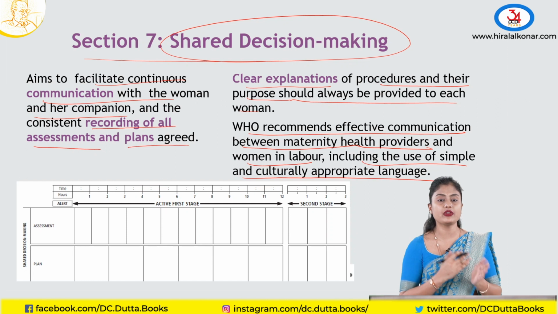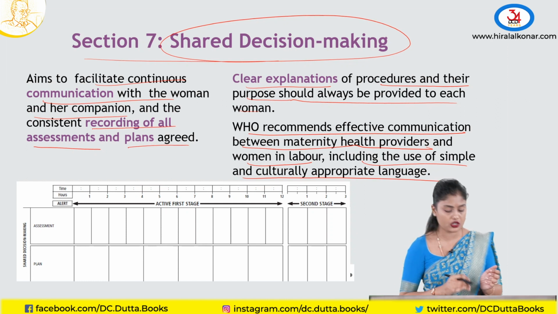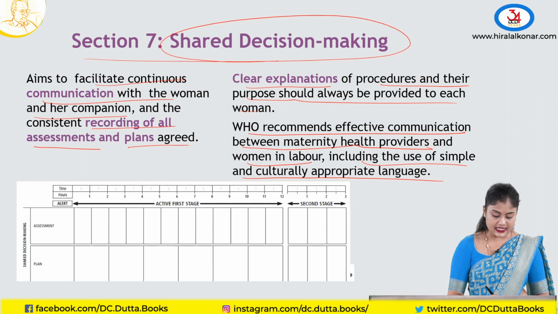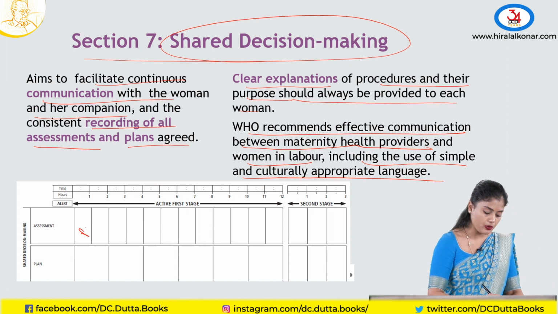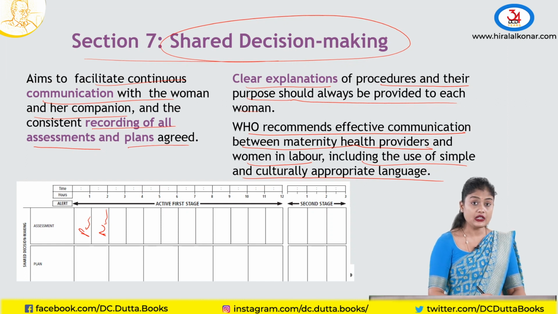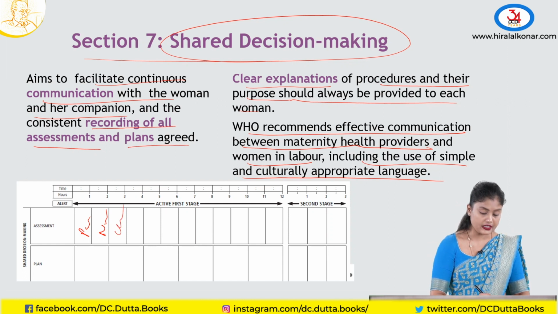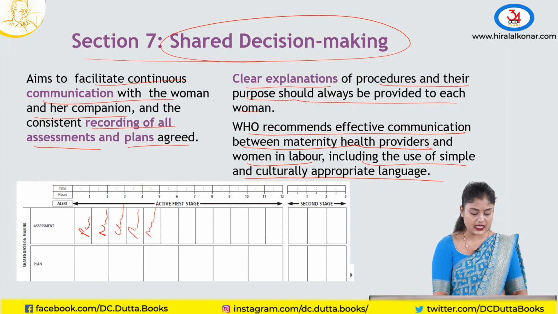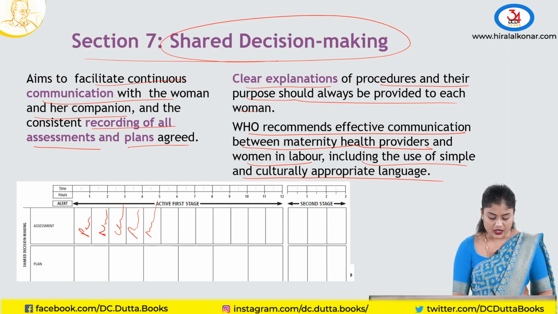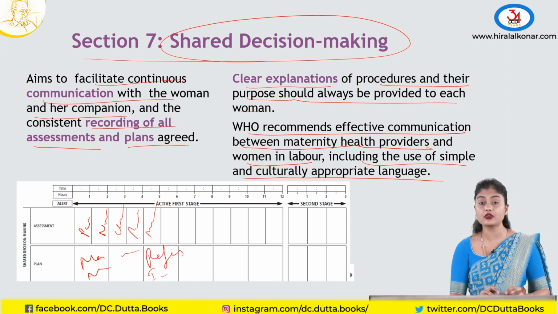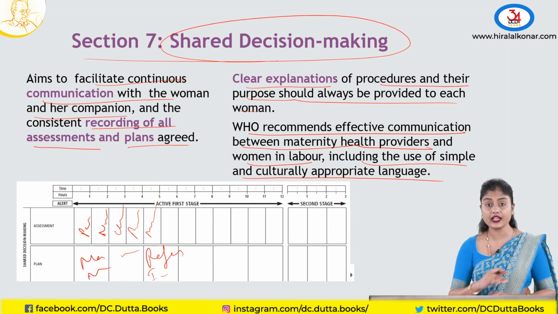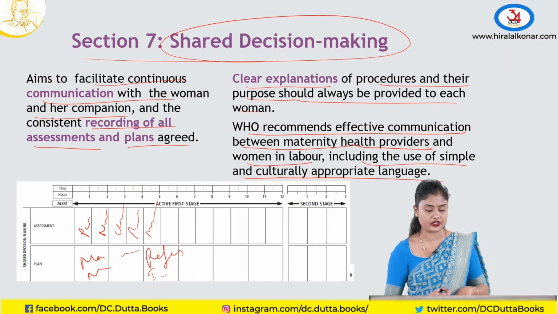WHO recommends communication between the patient and the doctor. For example, assessment: whether you have assessed that pain relief is required or normal progress is there, that is what you will write here. There is clear liquor, membranes ruptured, pain relief required, normal progress is there, that is how you assess. And plan of action: monitor if normal progression is there, or if referral is required, referral in view of. This is what you have to write in section 7, the final section of your WHO Labour Care Guide.